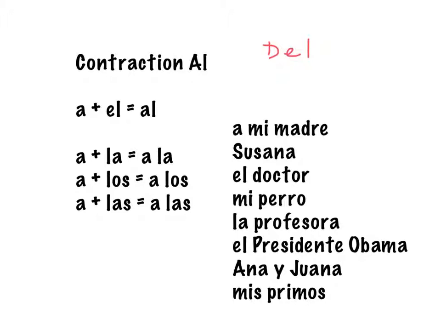¿Conoces a la profesora? Sí, conozco a la profesora. ¿Conoces al presidente Obama? Sí, conozco al presidente Obama. Maybe not personally, but you know who he is. ¿Conoces a Ana y Juana? Sí, conozco a Ana y Juana. Or if you don't know them, no conozco a Ana y Juana. In real life, those two A's smushed together, so it's hard to hear them. Conozco a Ana. Okay, last one. ¿Conoces a mis primos? No, no conozco a tus primos.